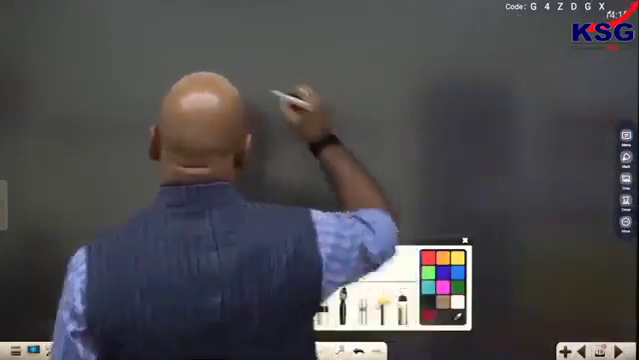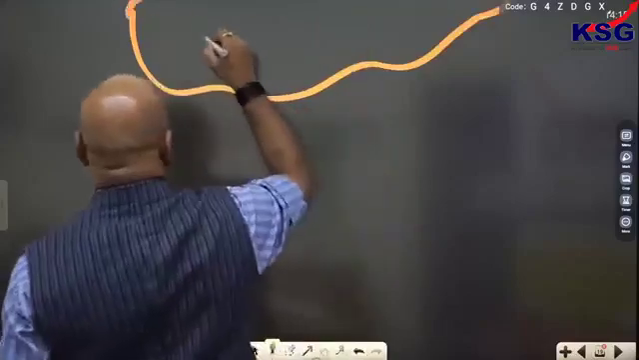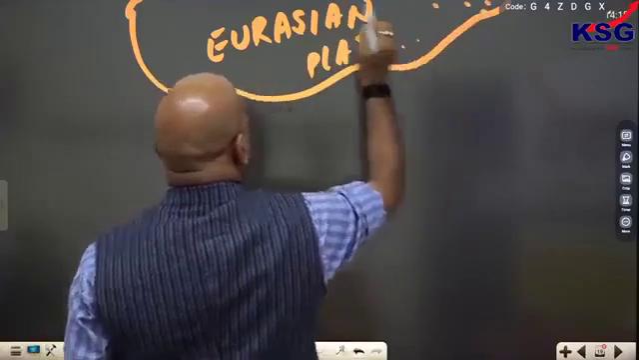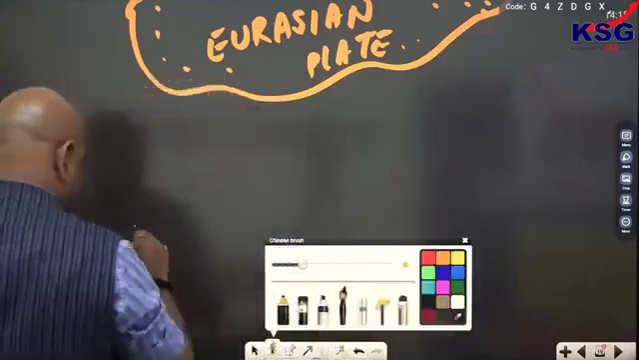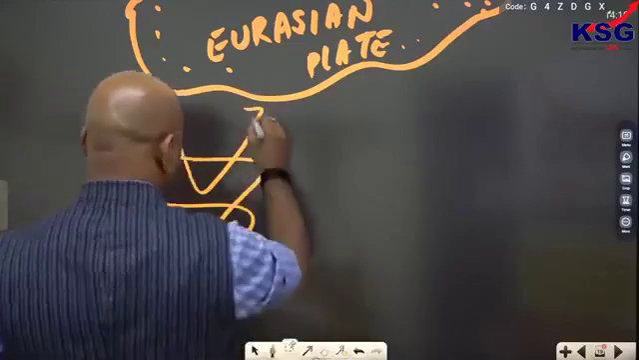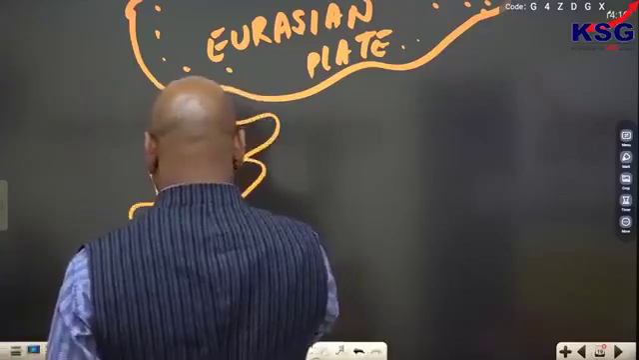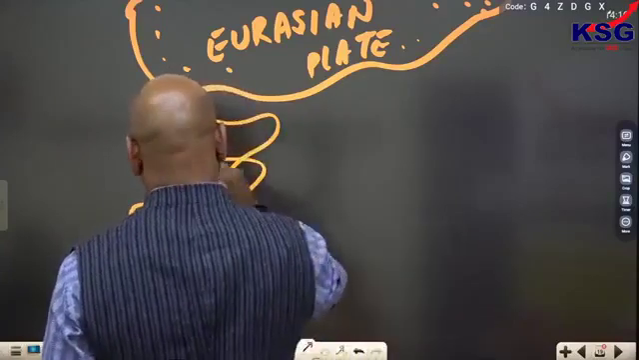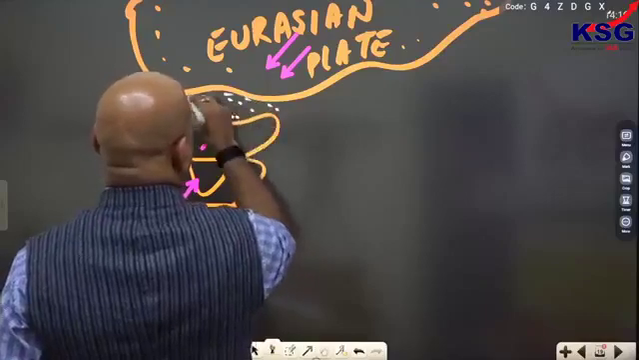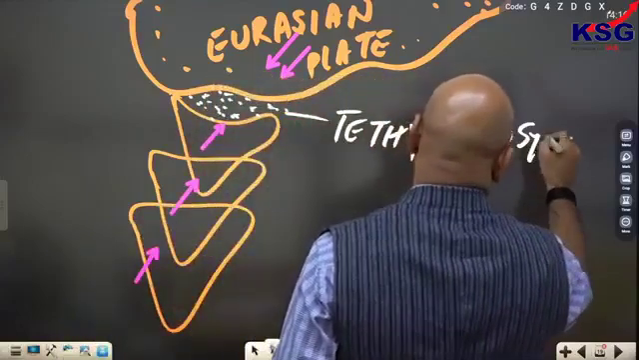Now look here, if this is the Eurasian plate, and this side you have the Indo-Australian plate, and the formation here, this is the Tethys geosyncline, which I told you.